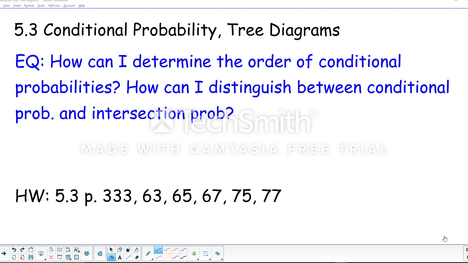Alright guys, welcome to 5.3 Conditional Probability and Tree Diagrams. This is 5.3 part 1, just so you know. There's not really a ton new here except for this whole idea about tree diagrams. It's a different way of looking at conditional probability, but the nice thing is everything else is pretty much review.